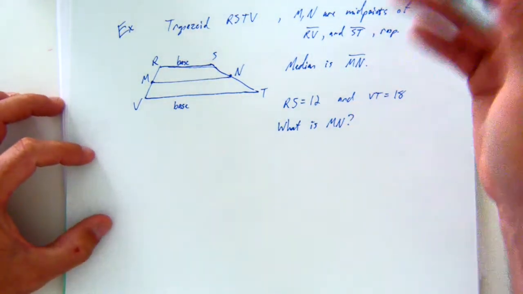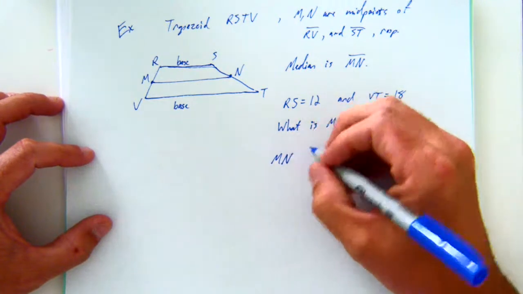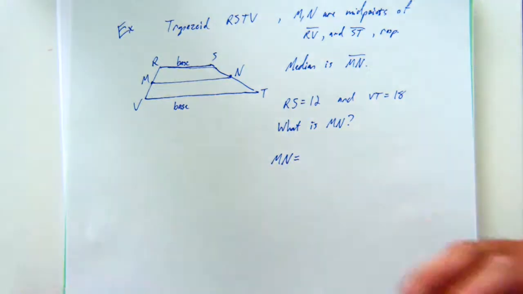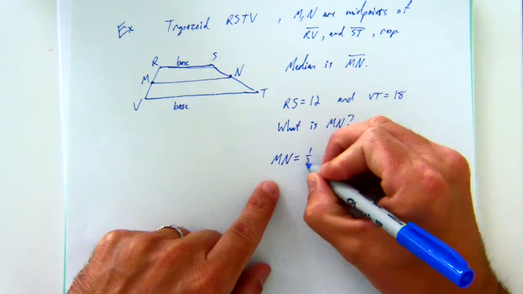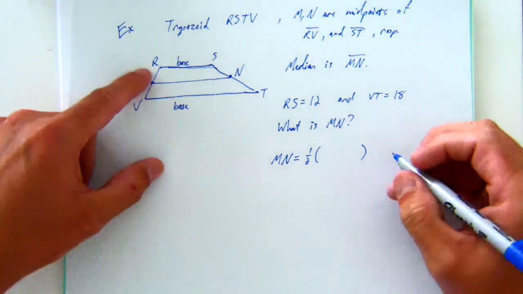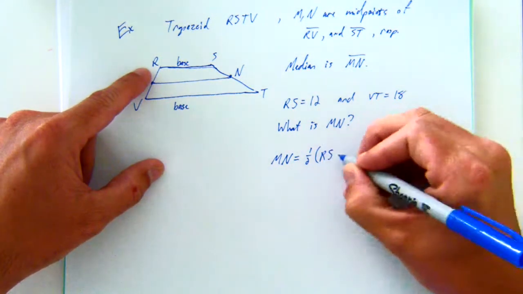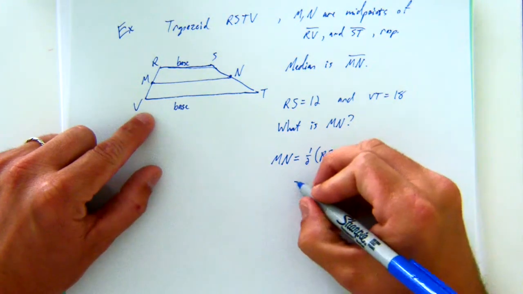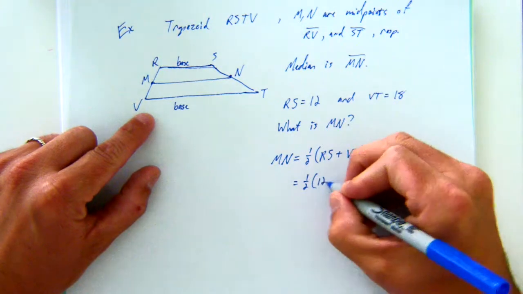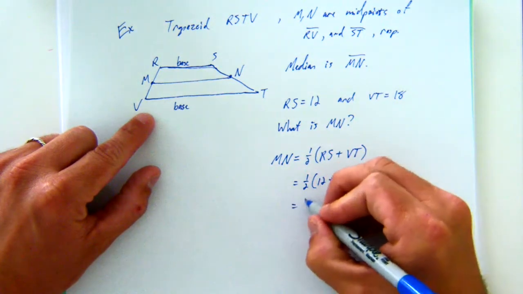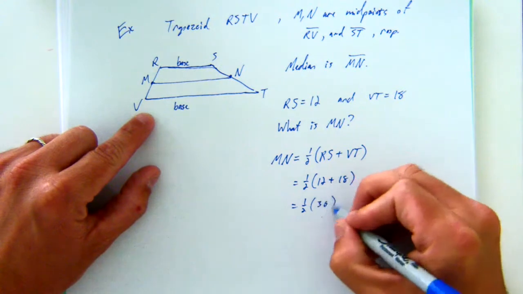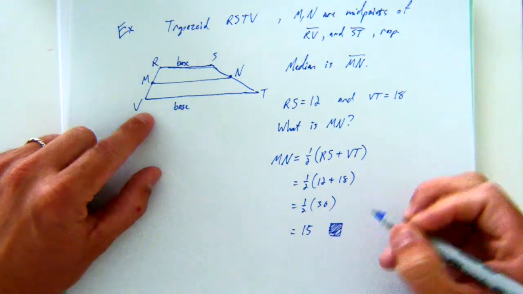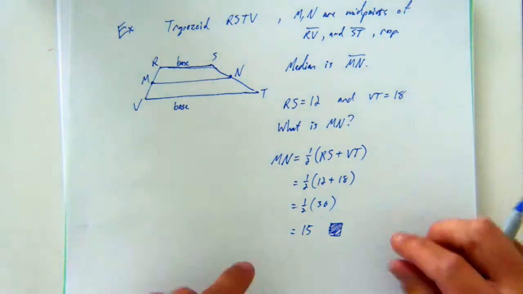Well, from the theorem, we know that the median, the measure of the median, notice I'm saying the measure of because I'm not writing line segments, I'm talking about the length of MN. It's going to be 1/2 times the length of the first base, which is RS, plus the length of the second base, which is VT. So this is going to be 1/2 times 12 plus 18, which is 1/2 times 30, which is 15. You might use that last theorem to do a problem like this.